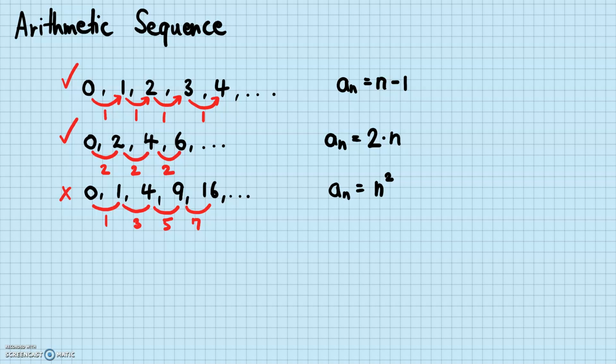And this difference, in fact, is called the common difference. Once you know the common difference of an arithmetic sequence, you can deduce the next term. So for example, let's say I have a sequence 7, 4, 1, -2, -5.